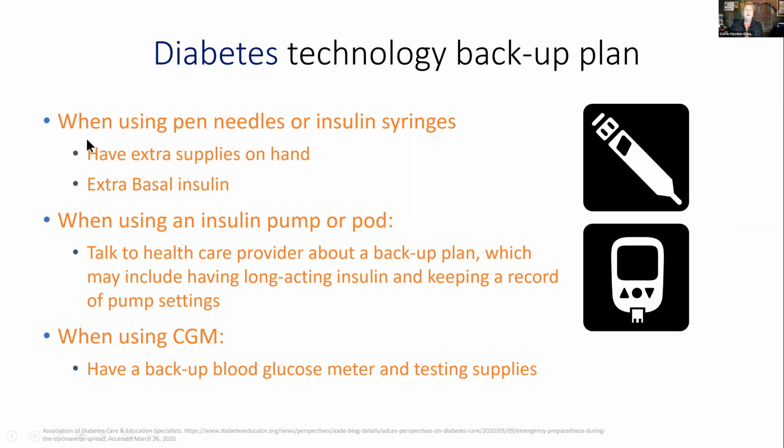So you always also have to have a technology backup plan because if the pump or the CGM or something is not working, you've got to resort back to having a good supply of your backup plans, extra pin needles, insulin syringes for everything, because if the pump or the pod stops working, you go back to shots. And then the CGM, you always have to have a blood glucose meter and testing supplies on the backup.